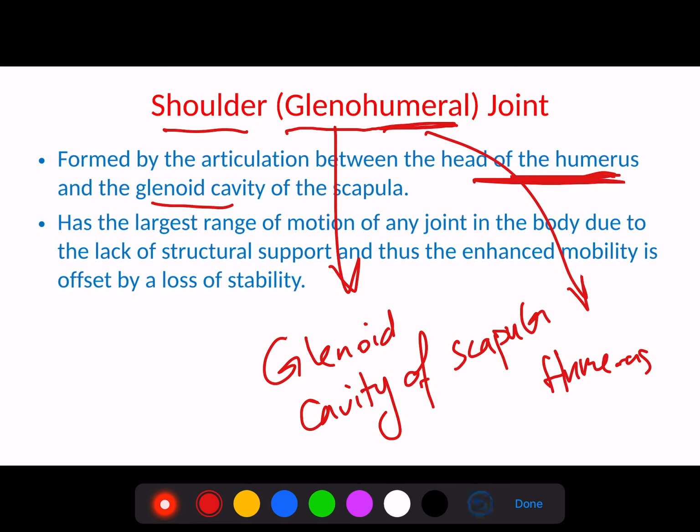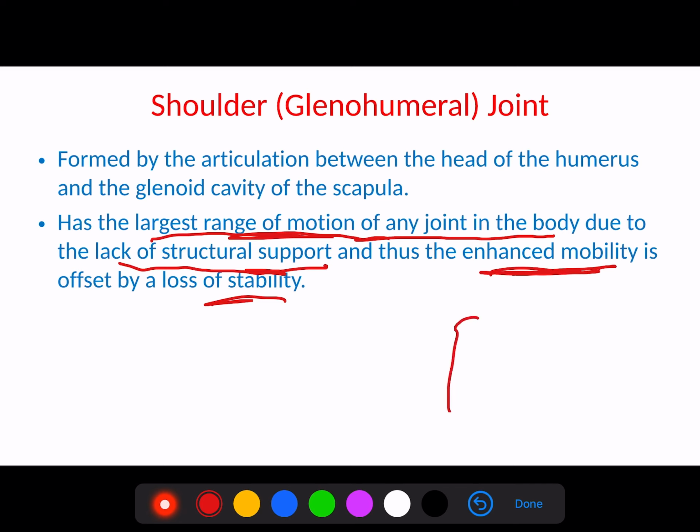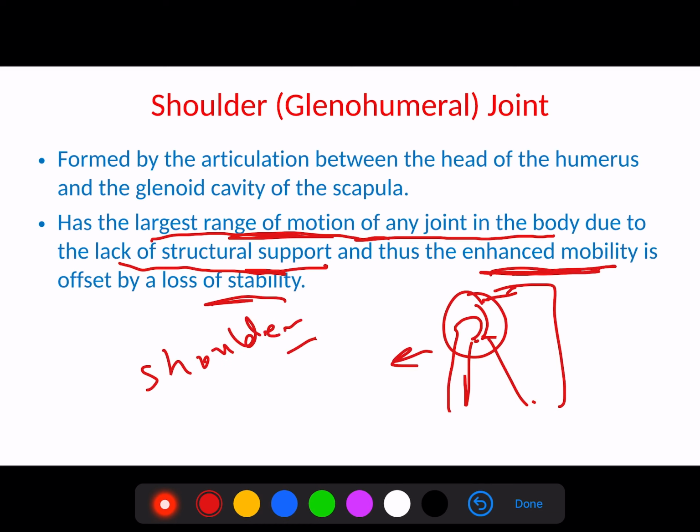Now, this shoulder joint has the largest motion of any joint in the body. Why? Basically because it's lacking structural support, and therefore its stability is sacrificed to enhance the mobility. So we don't have really strong attachment between the humerus and the glenoid cavity in the shoulder joint. That's why shoulder dislocation injuries are frequent compared to hip dislocation injuries.